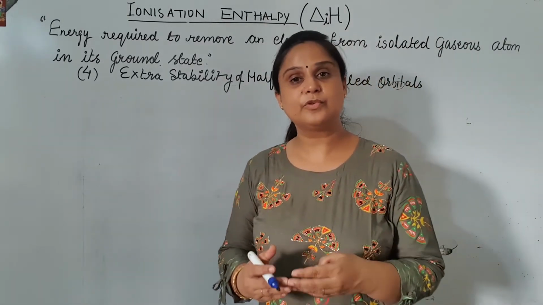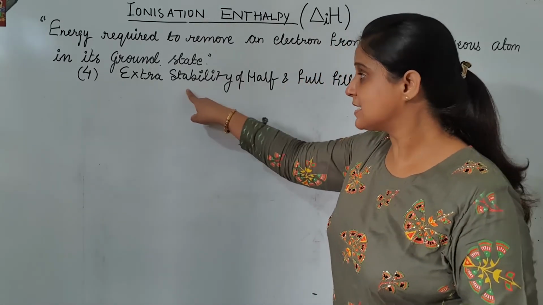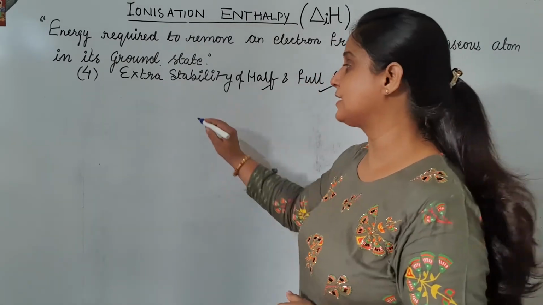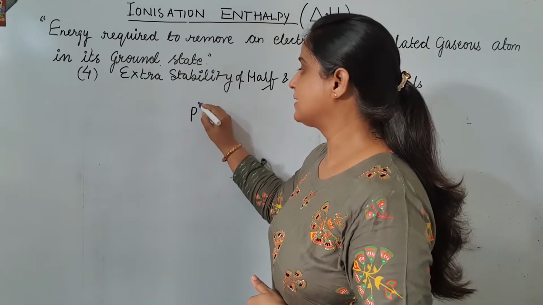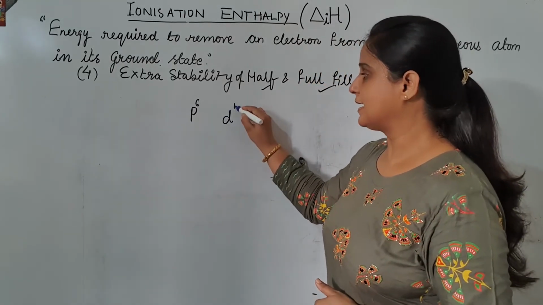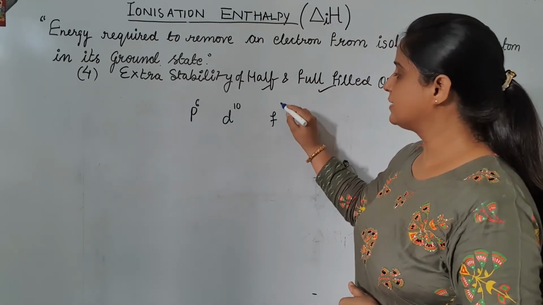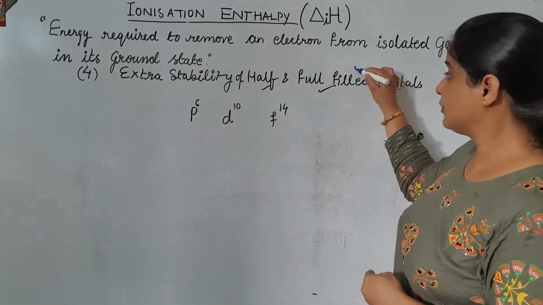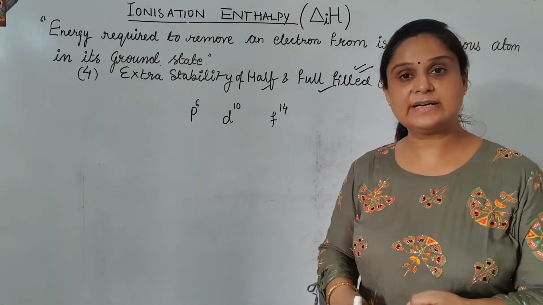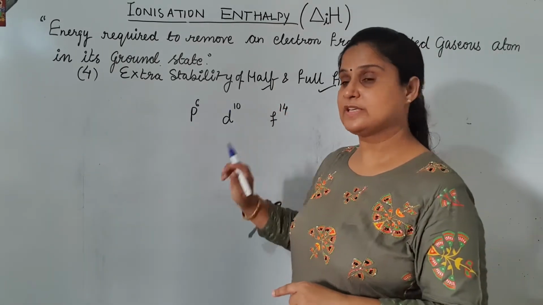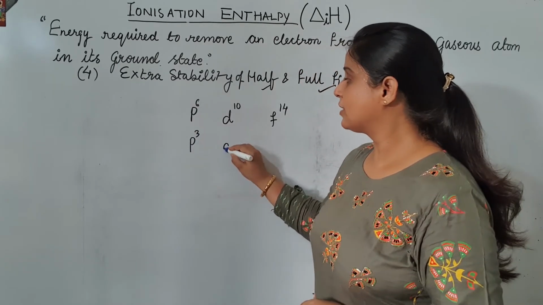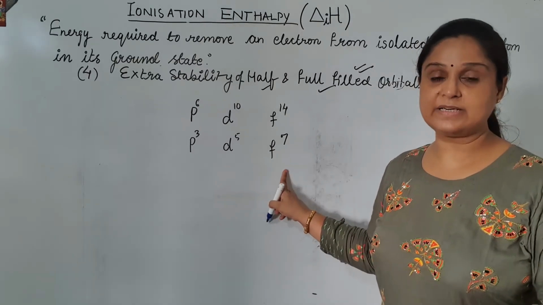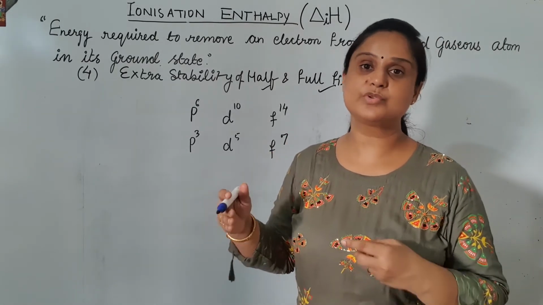Let us talk about the fourth factor, and the fourth factor is extra stability of the half-filled and full-filled orbital. Half-filled and full-filled orbital means we know that p orbital can have 6, d orbital can have 10 maximum and f orbital can have 14 maximum. This is called complete orbital, yani ki full filled configuration. We know that this is very stable, but apart from this, if there is p3 or there is d5 or there is f7, that is half filled orbital, and these half filled orbitals are also very stabilized.